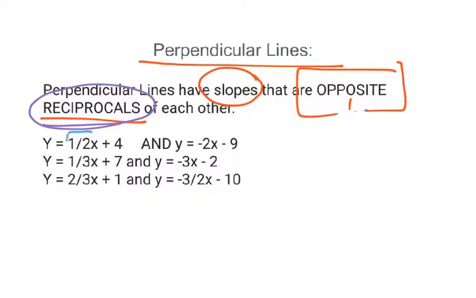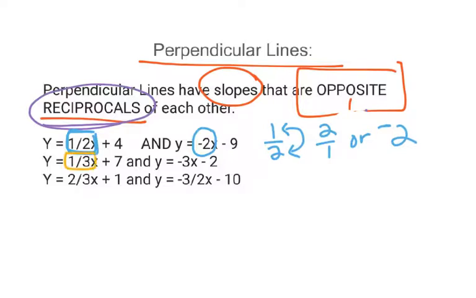Okay, so here we have the number 1/2 for our slope. Well, if I take 1/2 and I flip it over, it becomes 2 over 1, or 2. And I also have to make it the opposite. So this slope was positive, so this slope will be negative. So -2 is the slope of the perpendicular line.